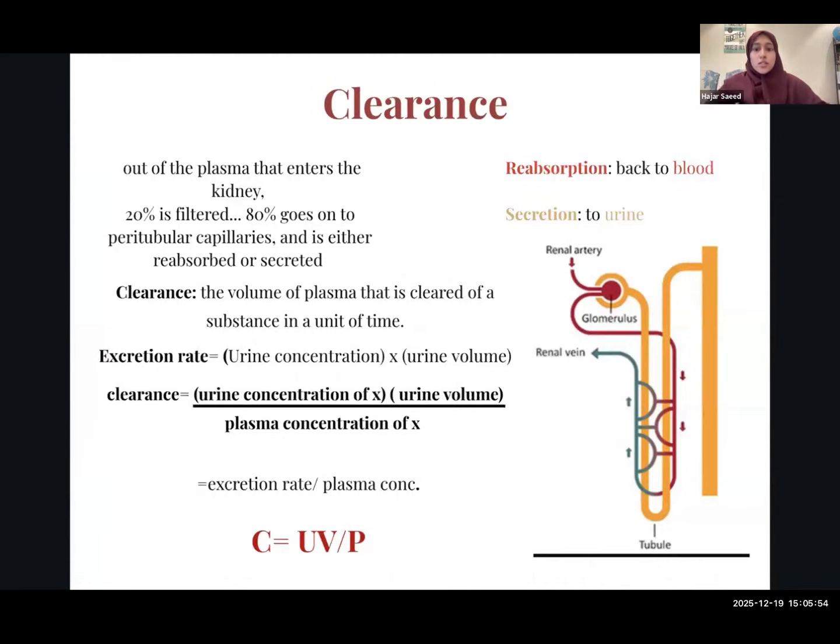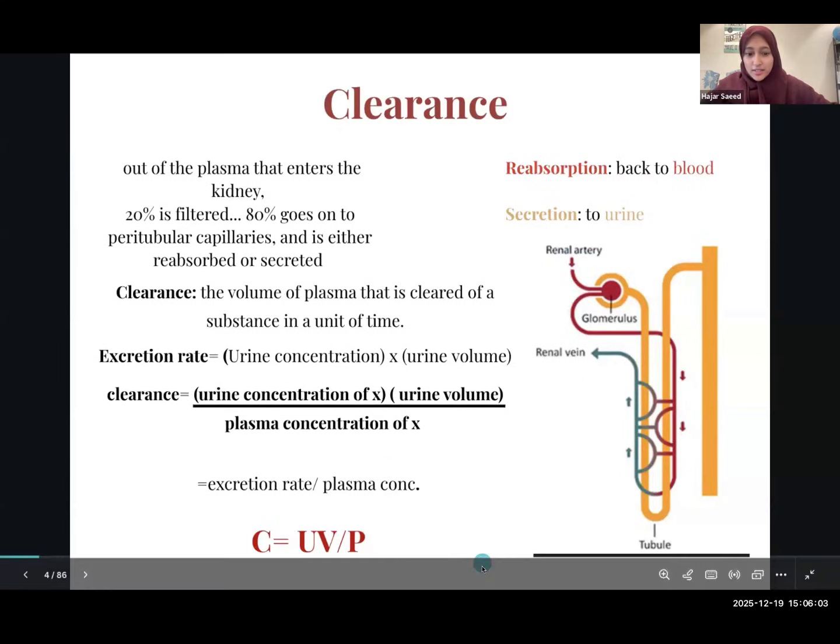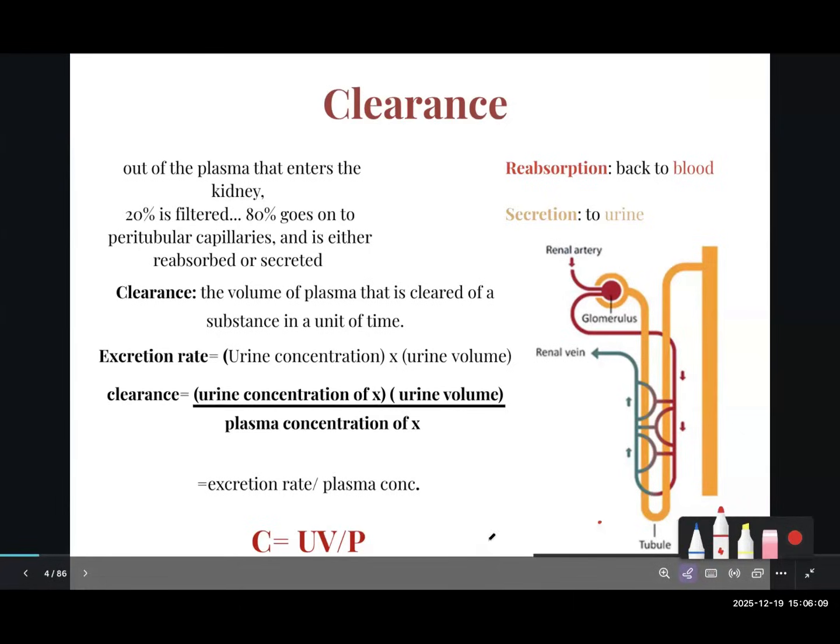First, clearance. What is clearance? So renal plasma flow is all the flow of plasma that comes into the kidney. Okay. So all of it is going to come in and can you guys see my cursor? Yep, we can. Oh, perfect. Okay. Let me turn this off then.